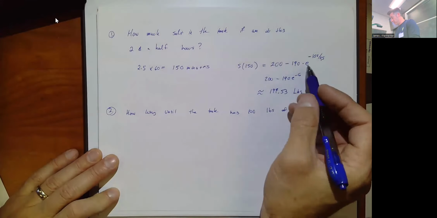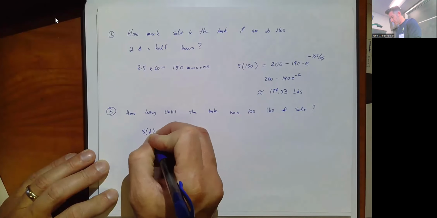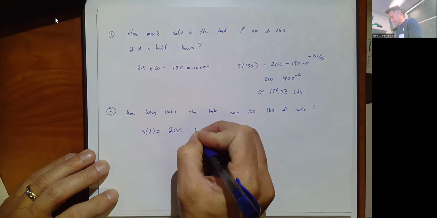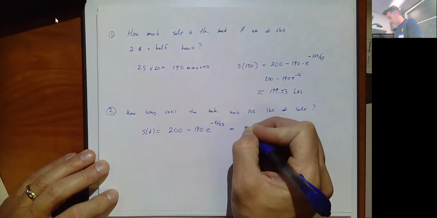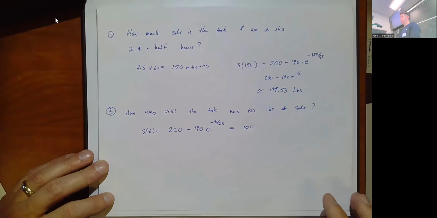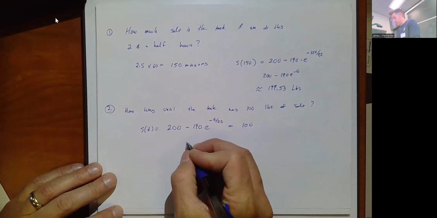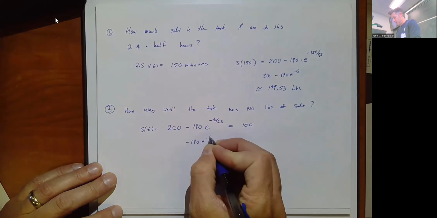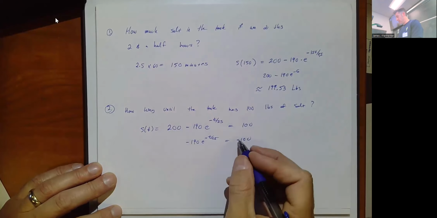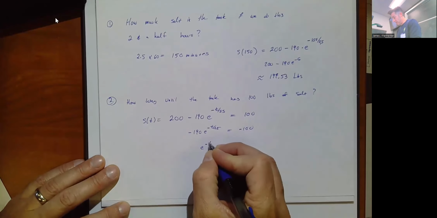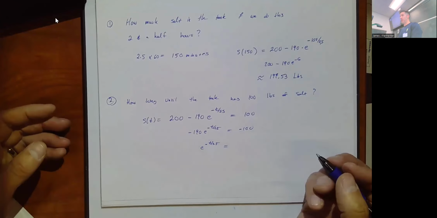So we're going to take our equation, which is S of t equals 200 minus 190 e to the negative t over 25, and set that equal to 100. And then do the algebra to solve it. So if it were me, I would subtract 200. So I've got negative 190 e to the negative t over 25. 100 minus 200 is negative 100. Divide by 190, so you've got e to the negative t over 25 equal to, instead of saying 100 over 190, let's write 10 over 19.